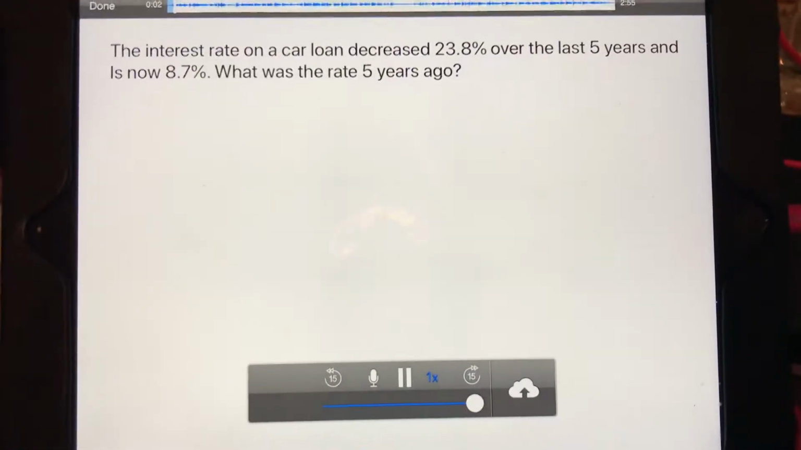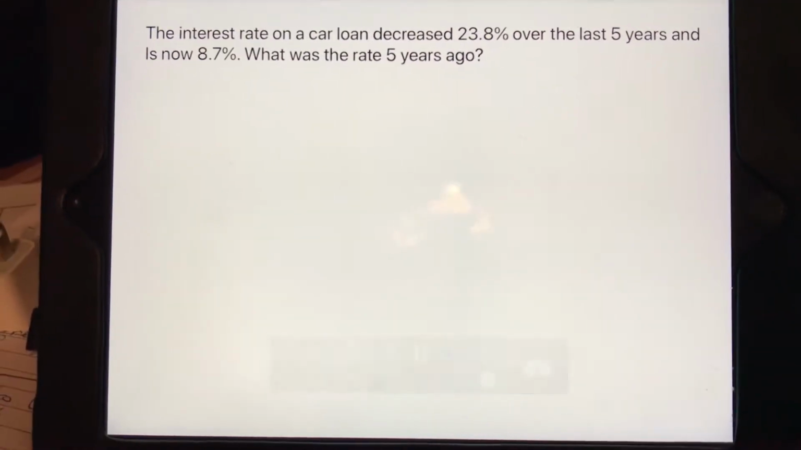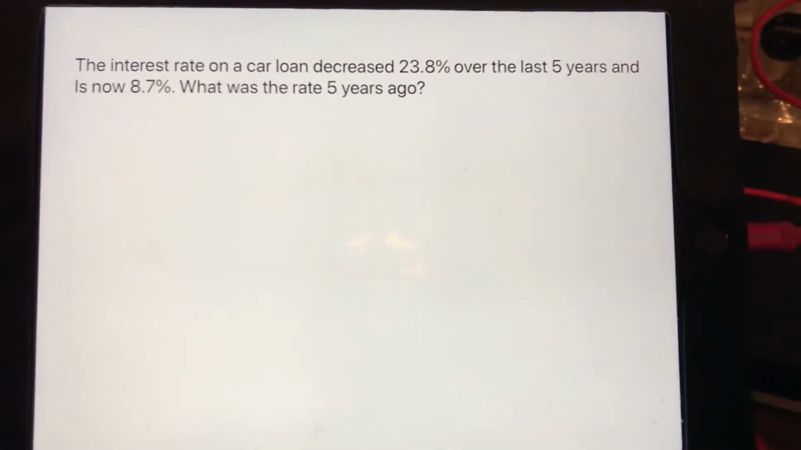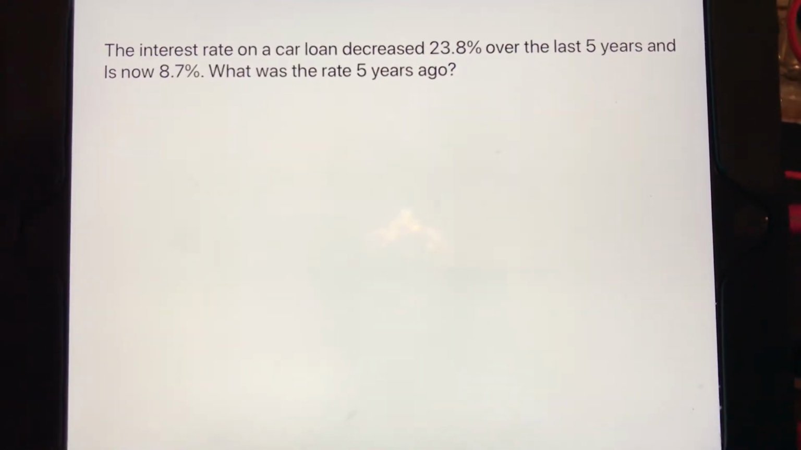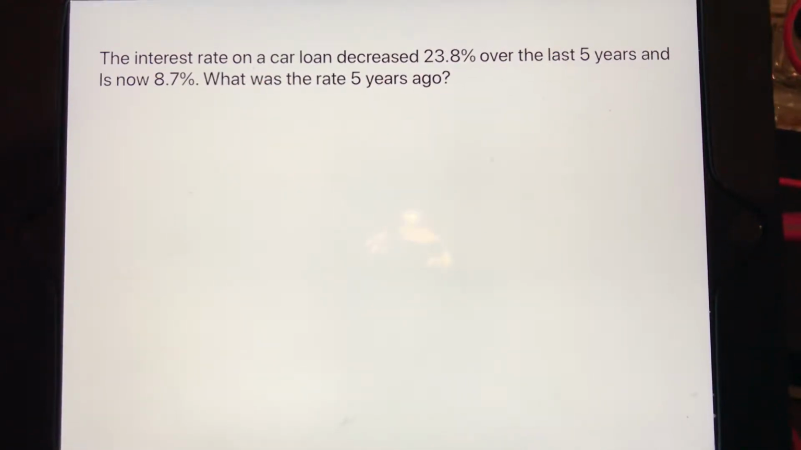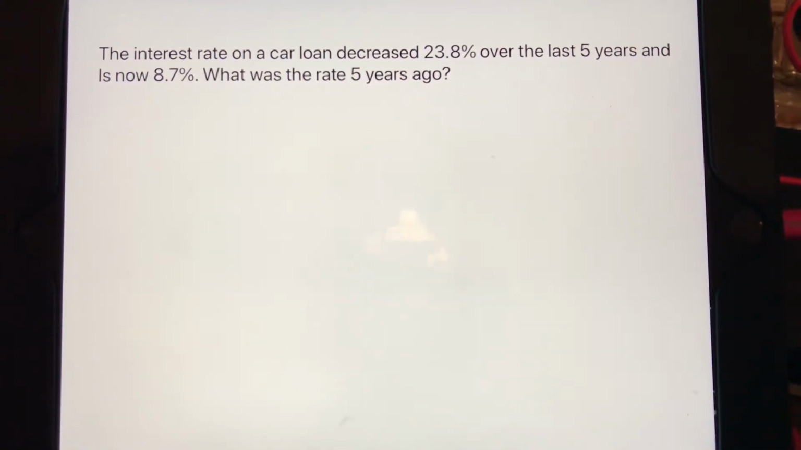All right, we're working on percent increase, percent decrease, and I'm going to use proportions to solve two problems here in this video. So first things first, the interest rate on a car loan decreased 23.8% over the last 5 years and is now 8.7%. What was the rate 5 years ago?